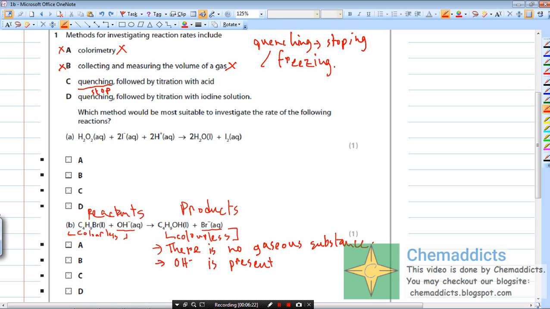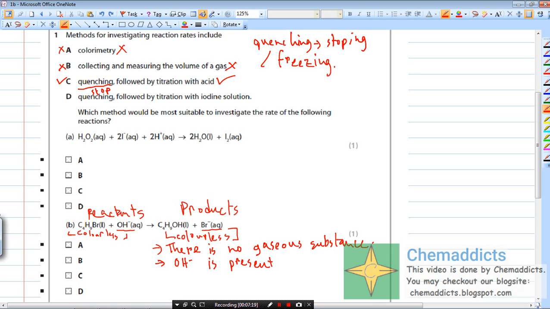Why can we carry out this method? That's because hydroxide is present, so we can carry out the titration with acid. The hydroxide can be neutralized by the acid, so that is why option C is valid. Since hydroxide is one of the reactants, we can titrate it with acid.